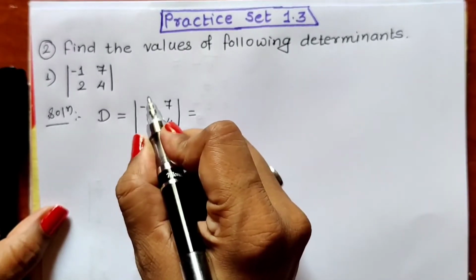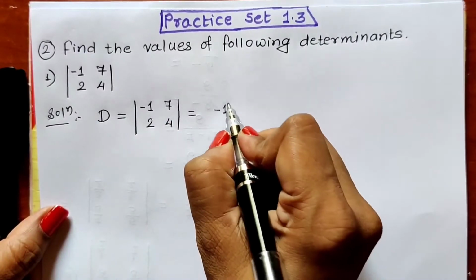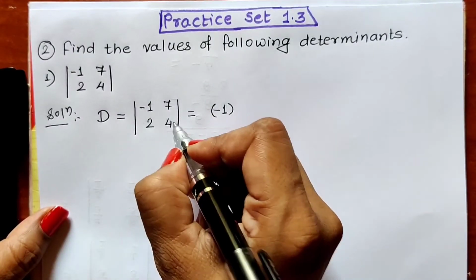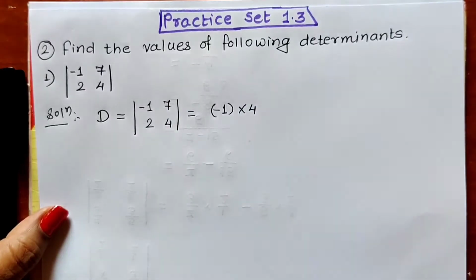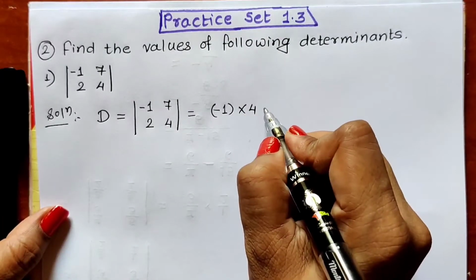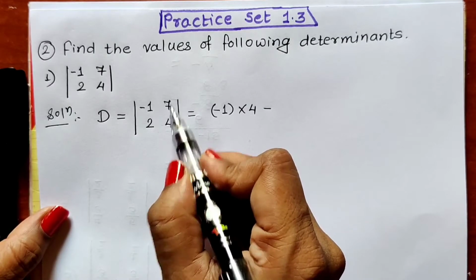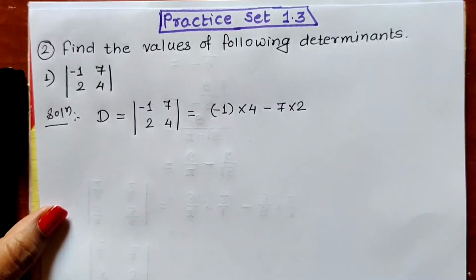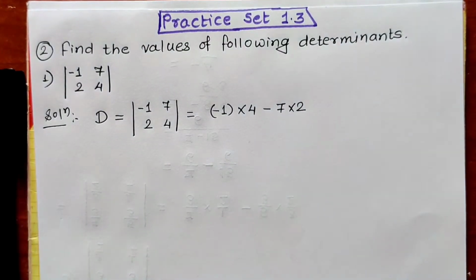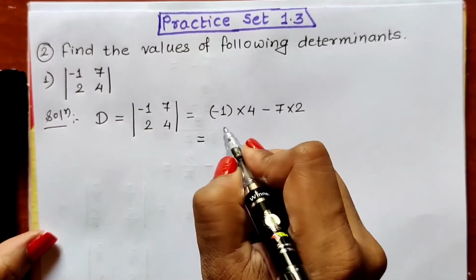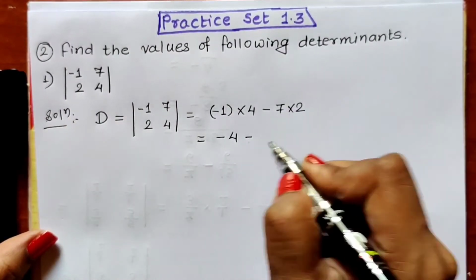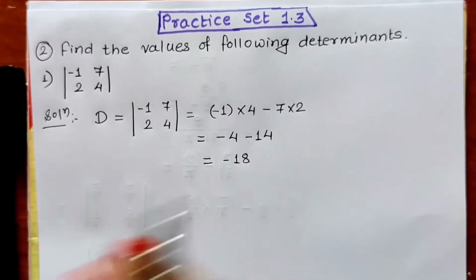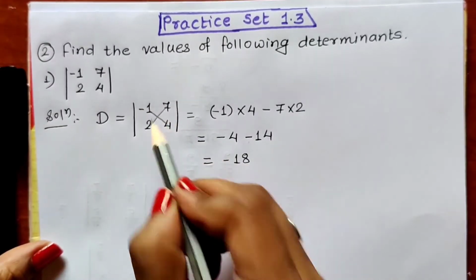First write the first number from the first column, which is minus 1. It has a minus sign, so put it inside the bracket: minus 1 multiply by 4. In this way we will multiply in cross manner. Then a minus sign, the first number from the second column, 7, multiply by this 2, 7 into 2. Now let us multiply. Minus 1 into 4 is minus 4, minus 7 twos are 14, minus 4 minus 14 is minus 18. So in this way we have to solve in this cross manner.